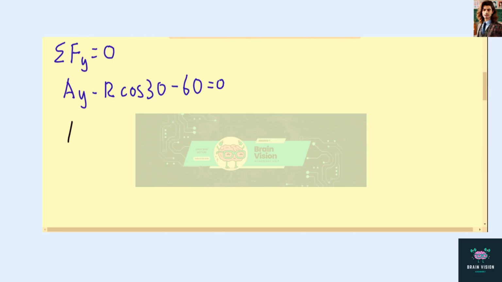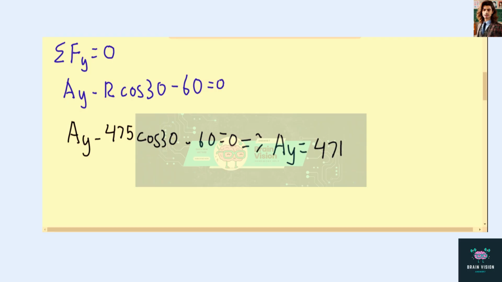and then we plug in the known terms to get A of y minus R times the cosine of 30 minus 60 is equal to 0. And solving this expression for A of y, we'll get a force of 471.36 pounds.